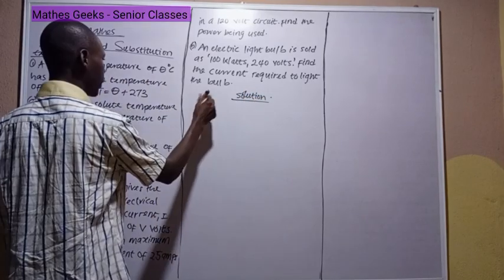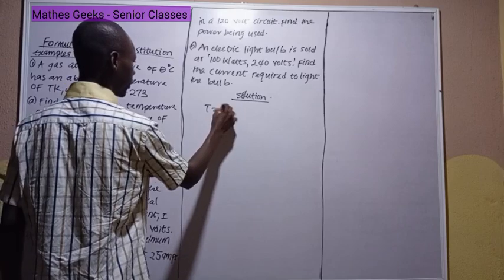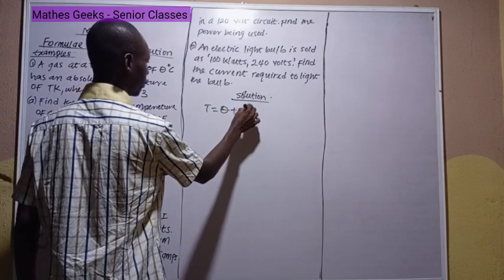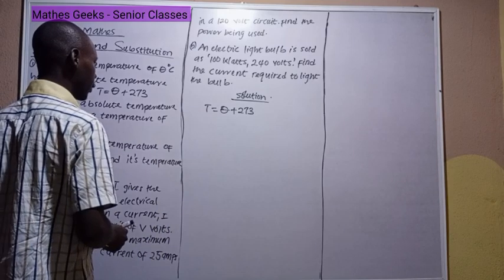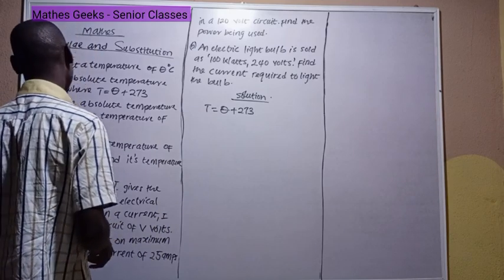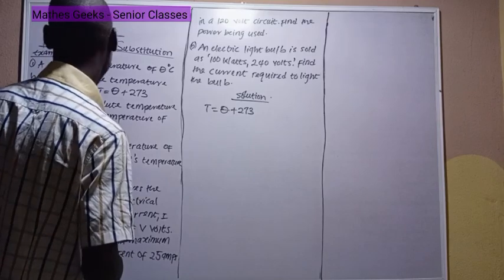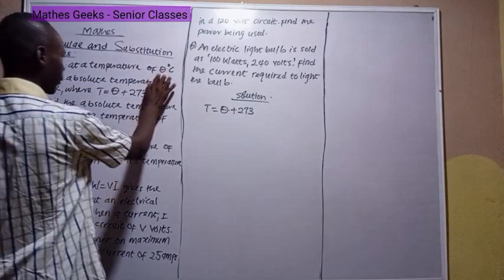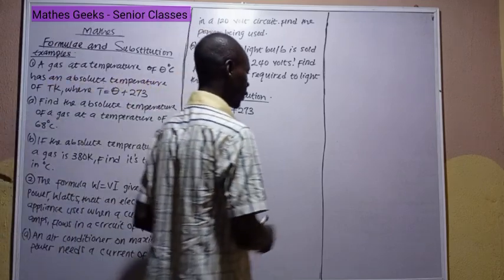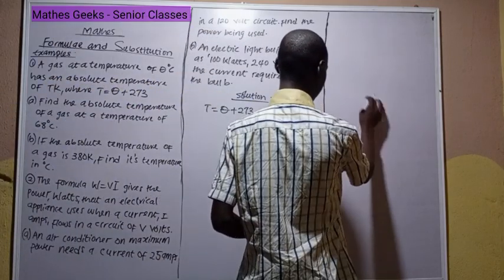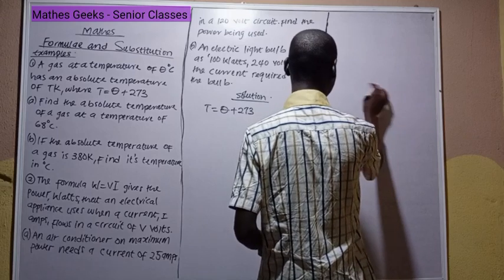Our formula is T equals theta plus 273. T is the temperature in Kelvin, which is also known as the absolute temperature, and theta is the temperature in degrees Celsius. Kelvin and Celsius are different units of temperature.